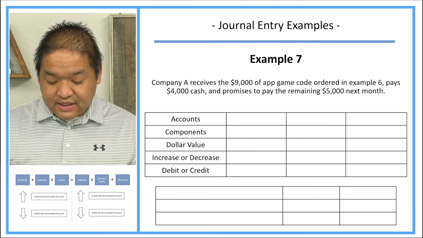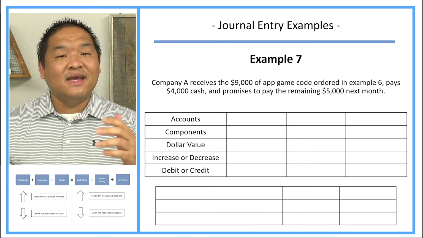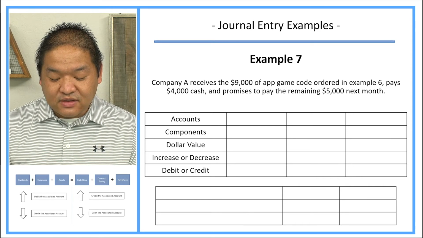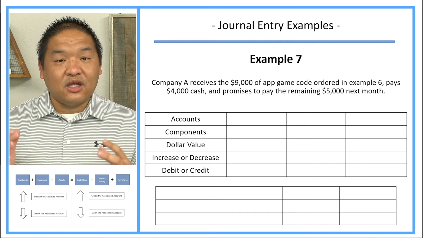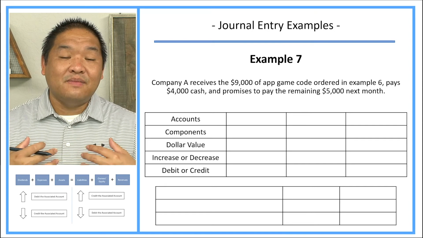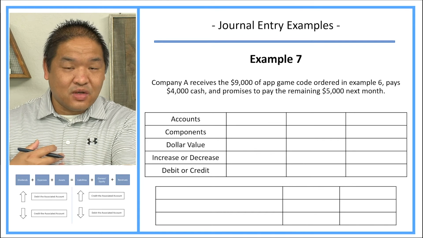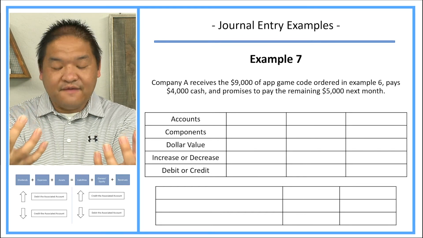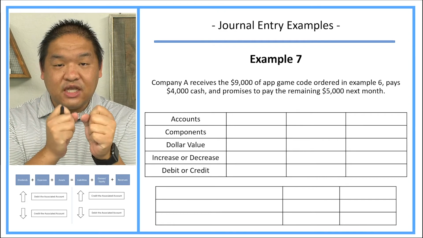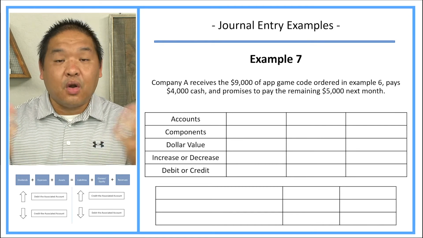It gets a little bit harder here on example 7. Company A receives $9,000 of the app game code ordered in example 6, pays $4,000 in cash and a promise to pay the remaining $5,000 next month. So a lot going on here. What's happening? I am getting a game code. I am giving up $4,000 in cash, but that doesn't pay it all. So I'm also giving up a promise to pay of $5,000. In total, that's $9,000. So there's an even exchange of $9,000 given up with $9,000 given in product to me.